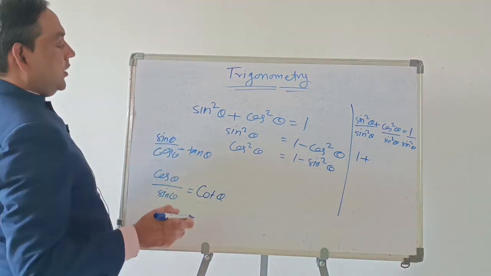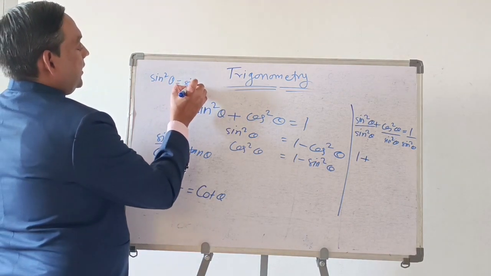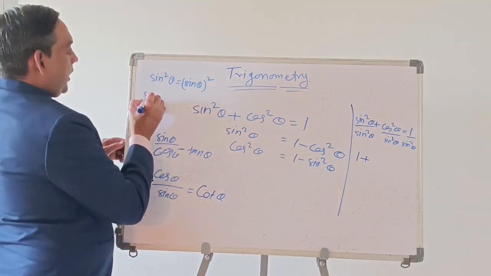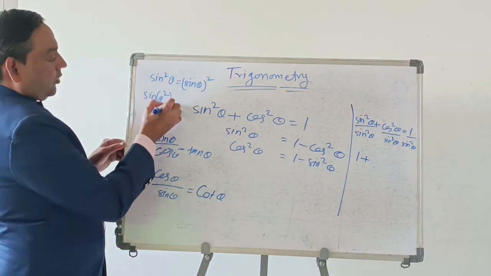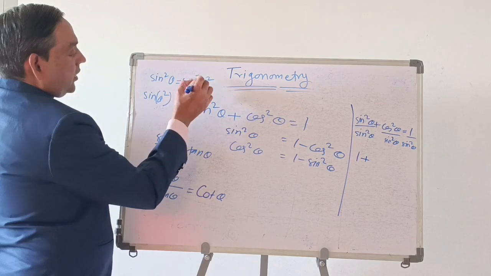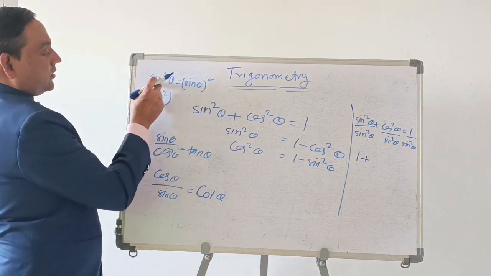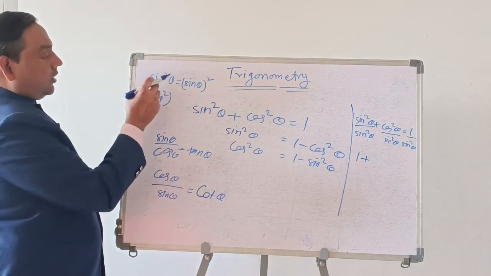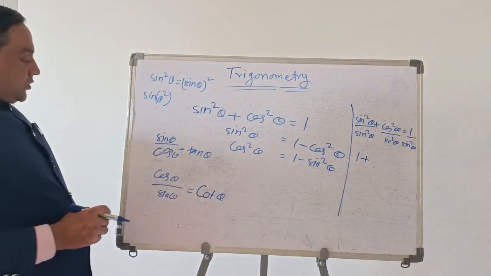One more thing here. This sine square theta is nothing but sine theta the whole square. If you write sine theta square, it is wrong because it means it is only the square of the angle. Whatever value we get here, the square of that is sine square theta. So don't write theta square. It is always sine square theta, or you can open the bracket and write sine theta the whole square.